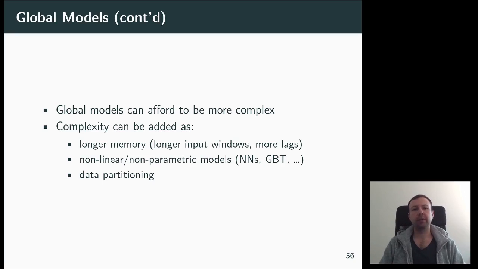Actually, you can give the series longer memory with longer input windows, which means more lags. Or obviously you can make your models more non-linear and non-parametric. And there obviously all this machine learning comes into play: neural networks, gradient boosted trees. And another idea that some authors have followed as well, and I in my research, is to do data partitioning, to train the model not on all of your series together, but to partition them in certain ways.